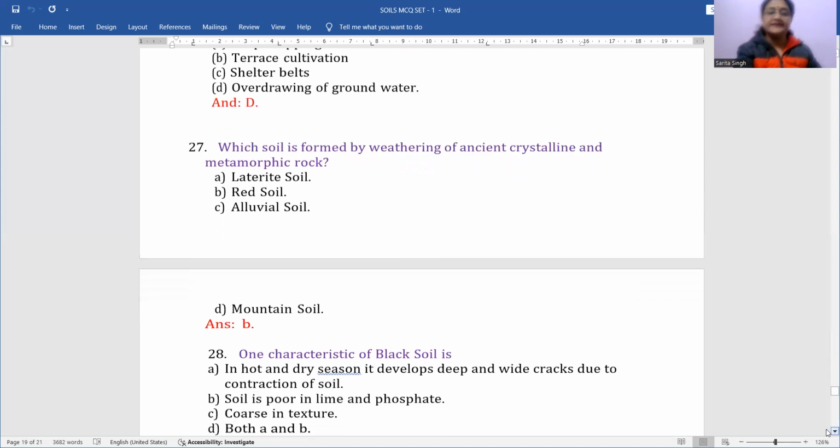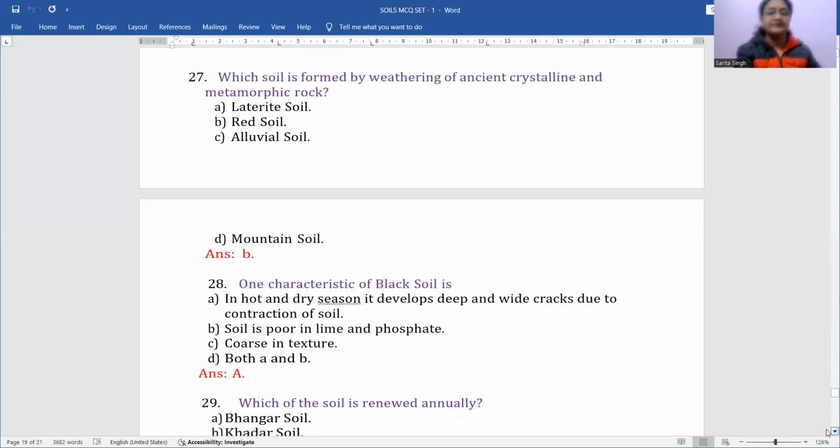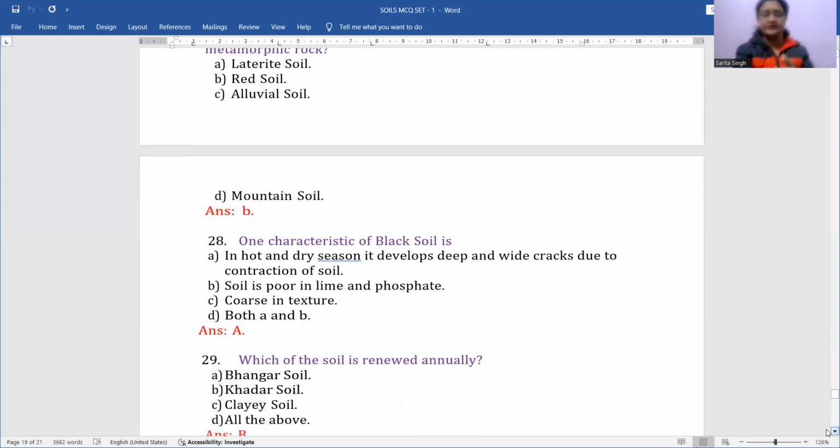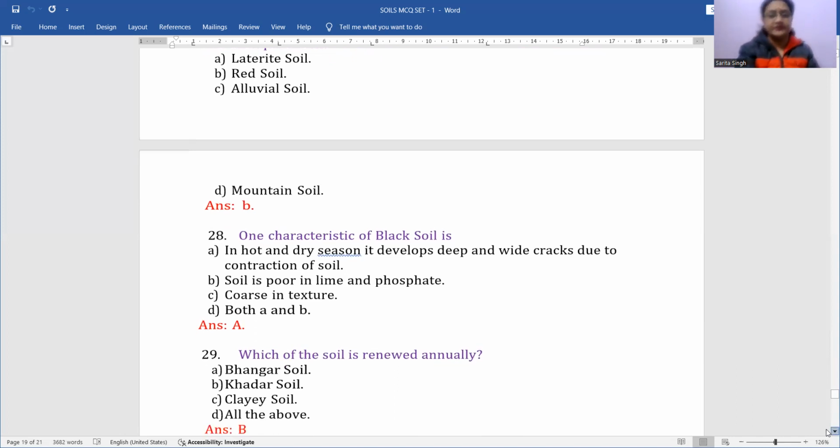Okay. Next, which soil is formed by weathering of ancient crystalline metamorphic rocks? This is red soil. Without any doubt, it should be very clear. Red soil is formed by the disintegration or weathering of old crystalline metamorphic rocks.